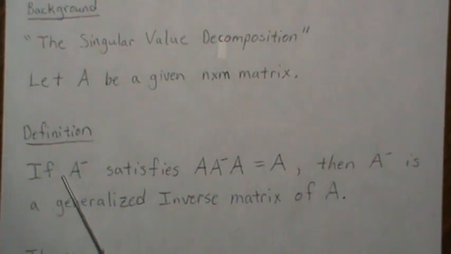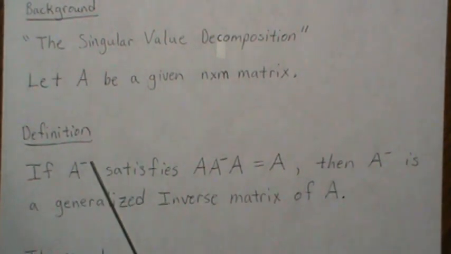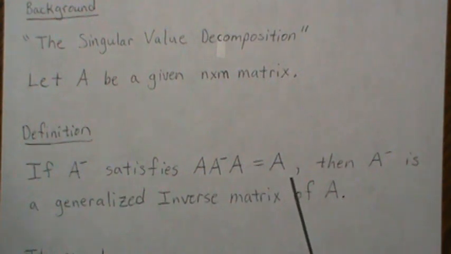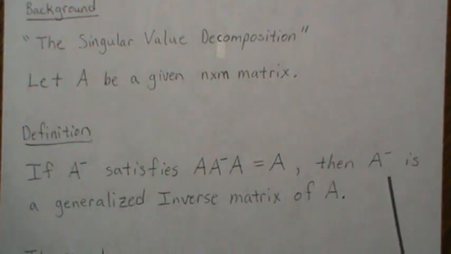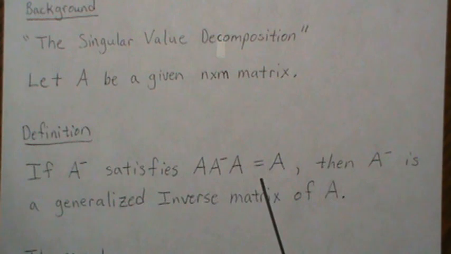By definition, if the generalized inverse of A, A dash, satisfies this equation, then A dash is a generalized inverse matrix. This is the only requirement that it needs to satisfy. In later videos, we are going to add some conditions to this generalized inverse matrix, and then we get some additional properties and theorems from it. But in this video, we're only going to assume that it satisfies this equation.